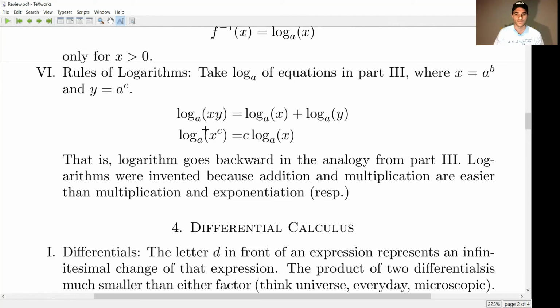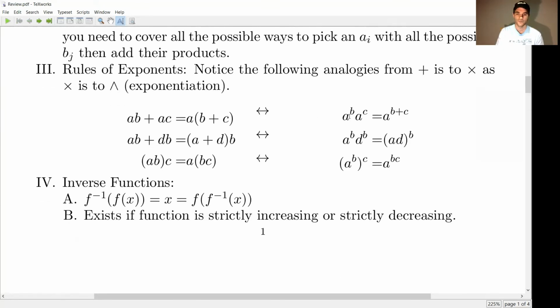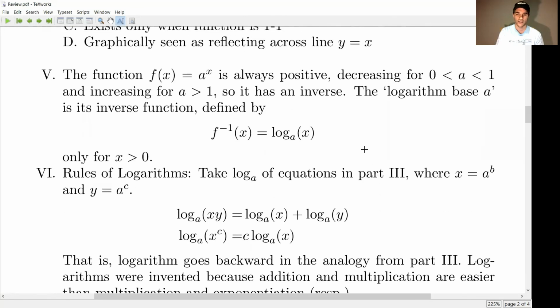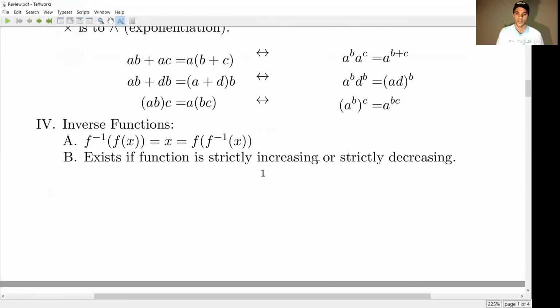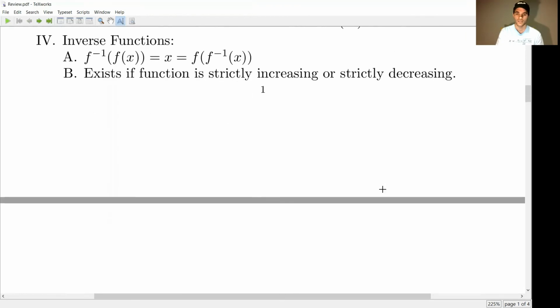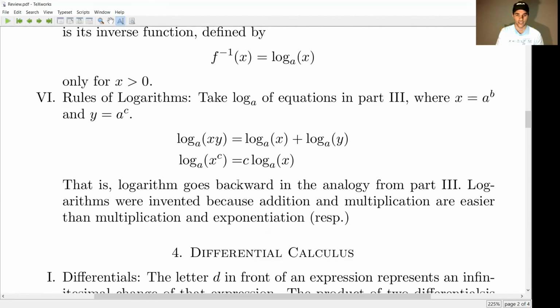We have two rules of logarithms that are just the same as these rules for exponents. It's just when you take the log base a of both sides, you'll get these. And when you're substituting, anytime you see a to the power b, you put in x, and anytime you see a to the power c, you put in y up here on these exponential rules. And then you take the log base a of those sides, and you'll get these rules here. So you can also check that.